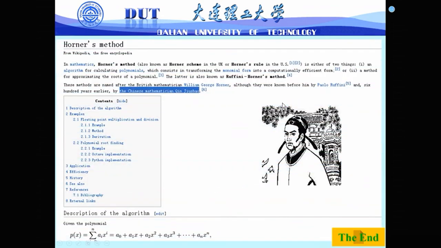At the last slide, I show you, of course, it's just an imaginary figure, okay? Here, it is also named Horner's method, but you see here, this method is named after the British mathematician Horner. Although you should know they were known before him, and please note here, 600 years earlier by the Chinese mathematician Qin Jiushao. So this is a Chinese invention. Okay, so this is the last slide of chapter 1.